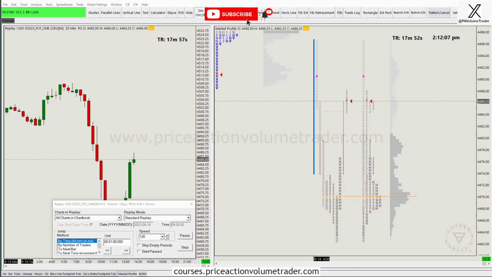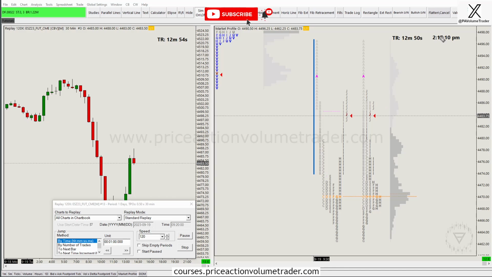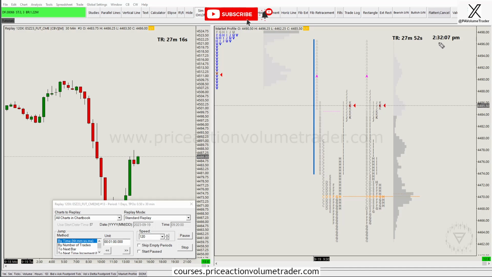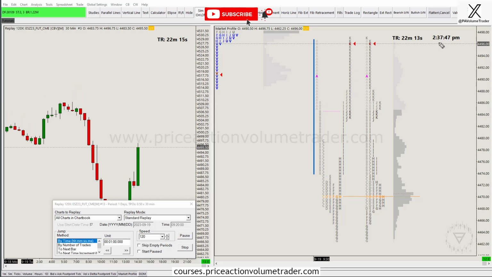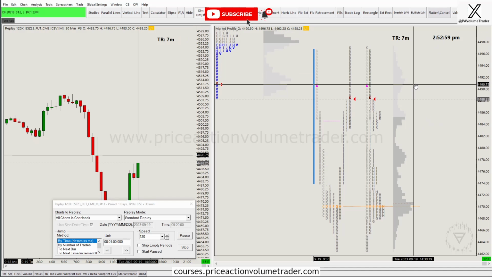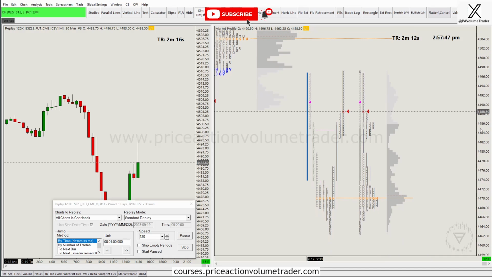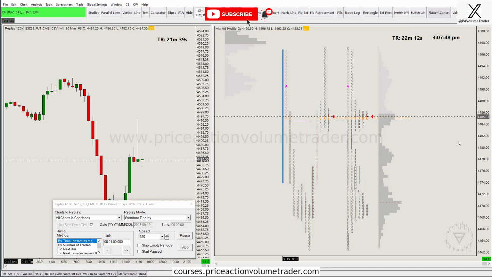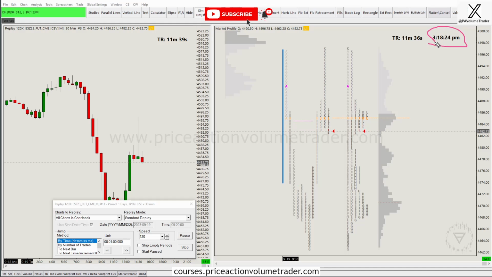Now we are going back up, and now you can see we're almost at 2:30 p.m. Markets are almost about to close. And you can see how we have this profile, and we're almost about to close. When we hit 4 p.m., this is going to be the close of the regular cash session.